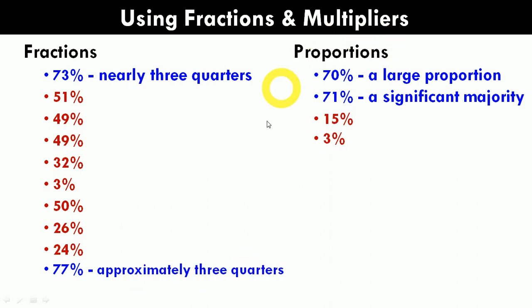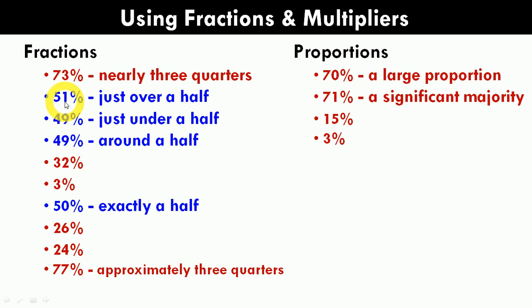In case of proportions, generally in a pie chart, the circle is divided into some parts, and if the part with the same color is 70% or 71%, something like that, we can use words like a large proportion, or we can also use a significant majority. If we have numbers around 50, exactly 50%, we can use exactly a half. If we have 49%, we can use just under a half or around a half. For 51%, we can use around a half or just over a half.